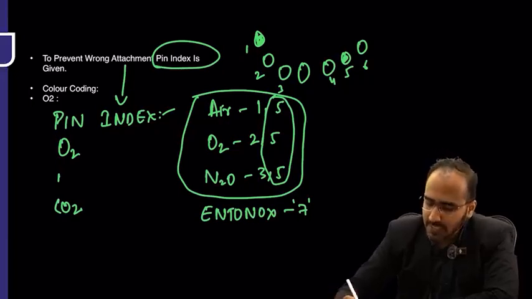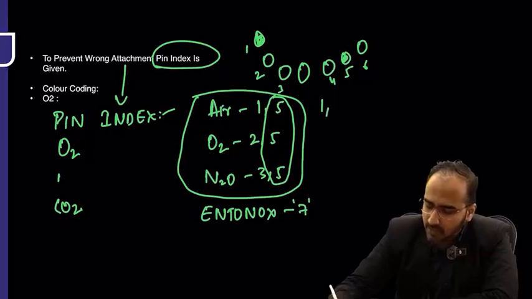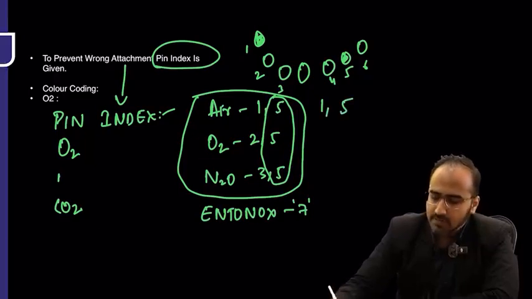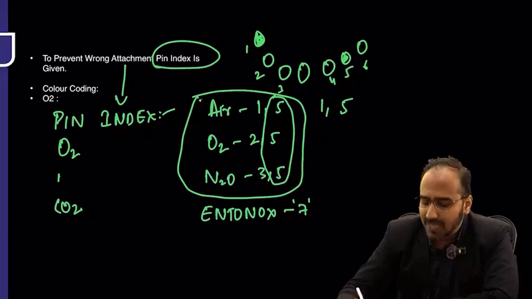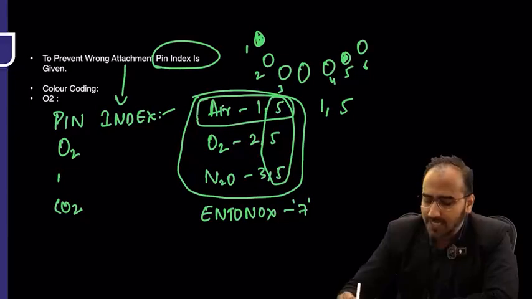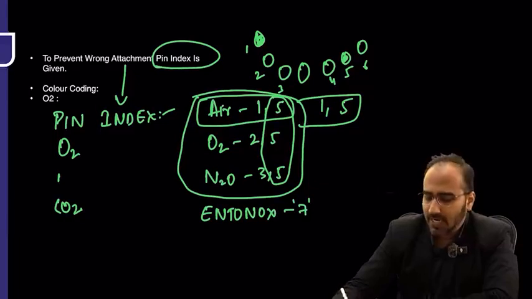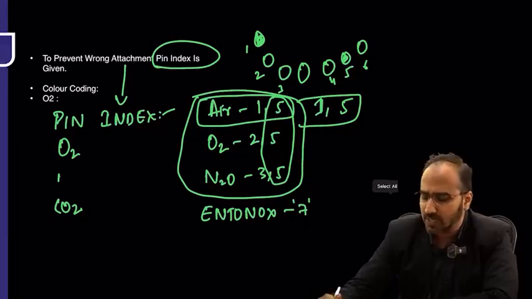So look over here, guys. Air pin index system is 1, 5. How will you remember it? Air starts with the alphabet A, and A is the first alphabet. So it is 1. Then the second is always 5 only.